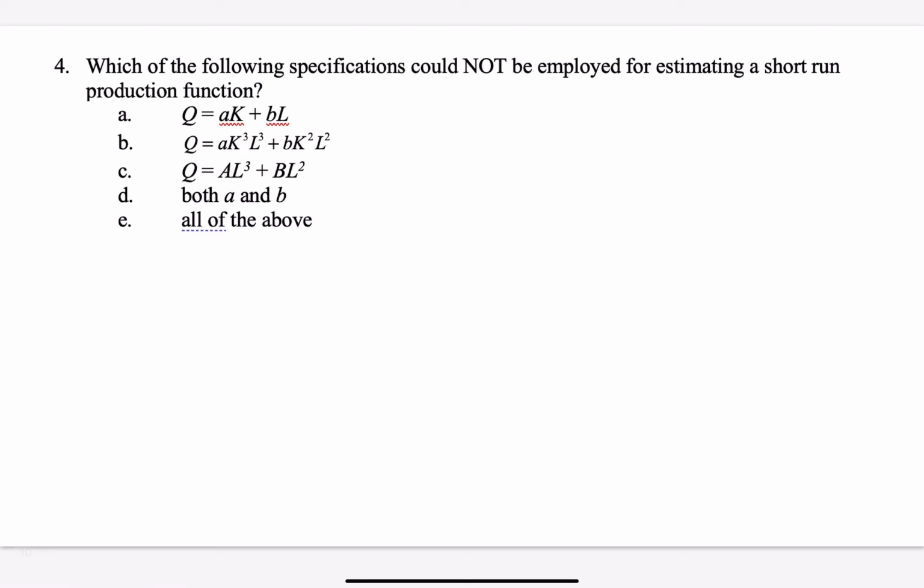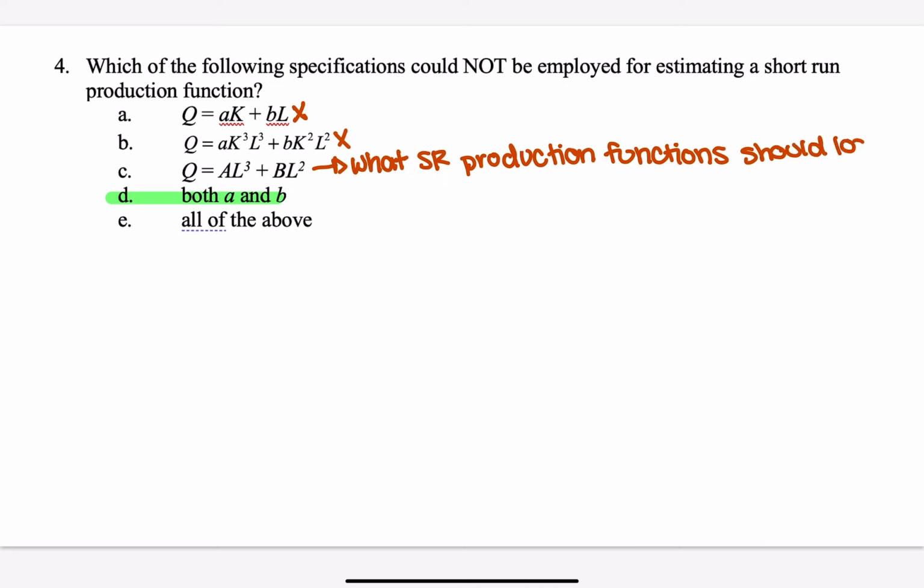So first question says, which of the following specifications could not be employed for estimating a short-run production function? And our answer is D. Neither of these will work. This is what short-run production functions should look like. And this is straight from the slides. So I'm just going to put slides down here so that you know it's nothing else.